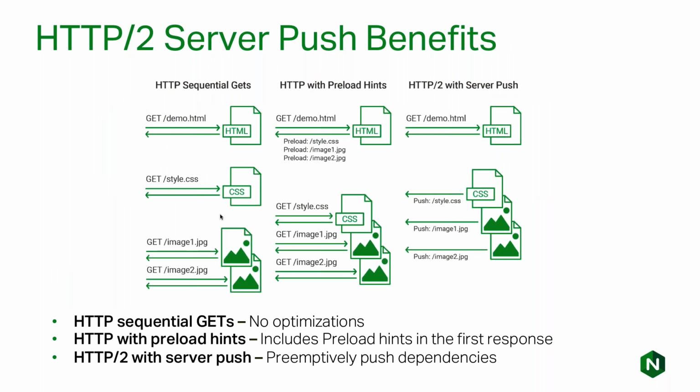other methods of getting dependent resources. On the left-hand side, the sequential gets, this is the typical pattern for HTTP or HTTPS traffic. A client requests a resource, such as demo.html. It receives the resource, it parses it, and it identifies that there is a style sheet referenced by that resource.